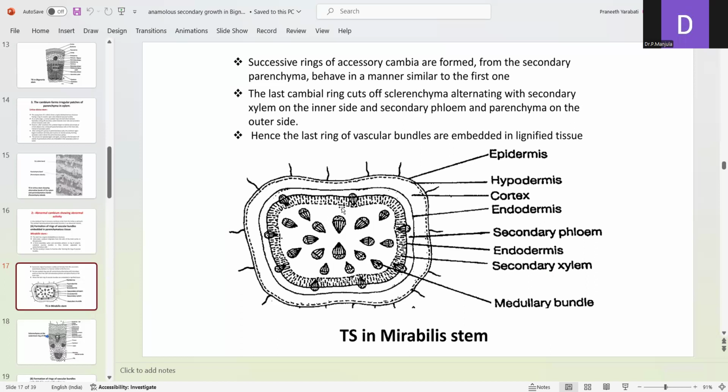These inner cells behave meristematically and behave as the cambium, and it produces the secondary xylem inside and secondary phloem outside. But the last cambial ring cuts off sclerenchyma and secondary xylem towards the inner side and secondary phloem and parenchyma on the outside. So here the last ring of vascular bundles is embedded in lignified tissue. This is another example of accessory cambium behaving abnormally.